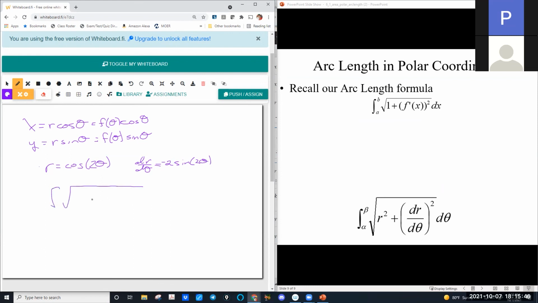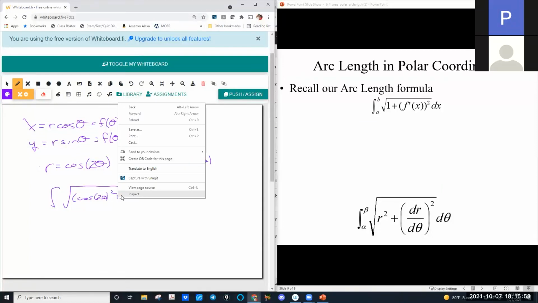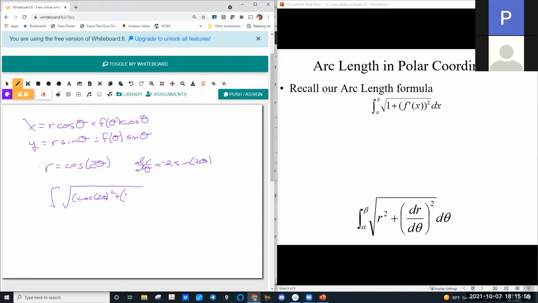Square root of cosine of 2 theta squared plus negative 2 sine of 2 theta squared d theta, from alpha to beta. Unfortunately, because of that 2 in there, this won't work out to be a nice Pythagorean. I wish I couldn't have that 2 in there. So actually, let's do that. But let's do one last thing.